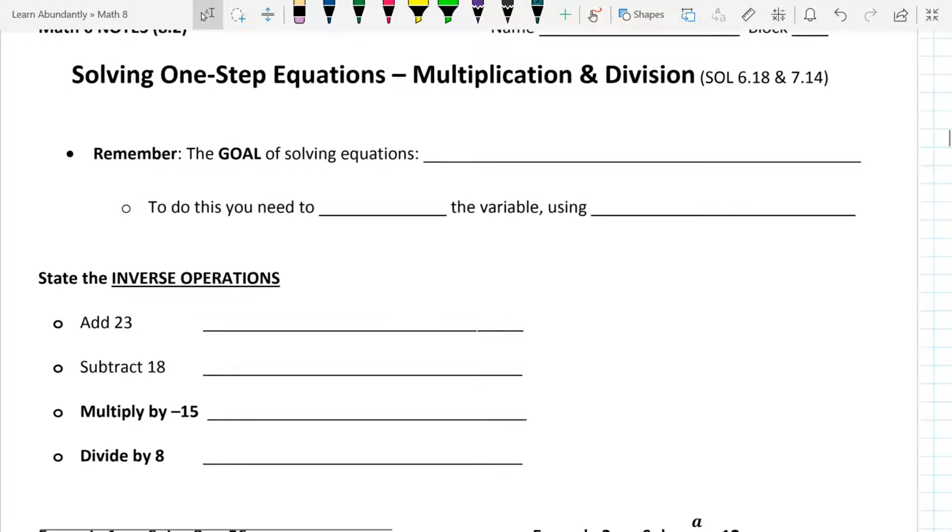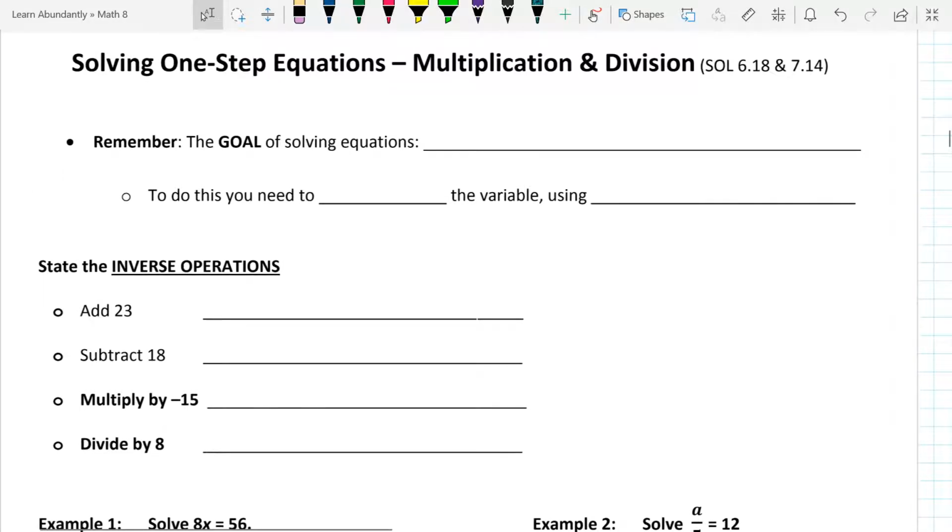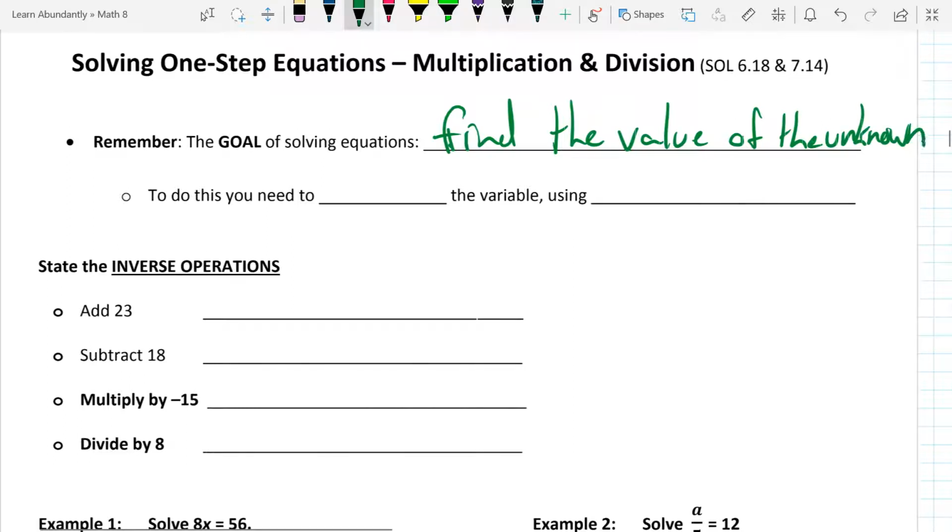Next, we need to solve one-step equations, but this time we're going to do multiplication and division. So the goal of solving equations is to find the value of the unknown. To do this, you need to isolate the variable. And then we're going to do that using inverse operations.